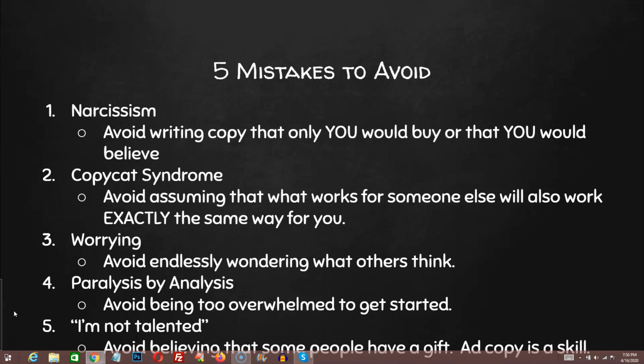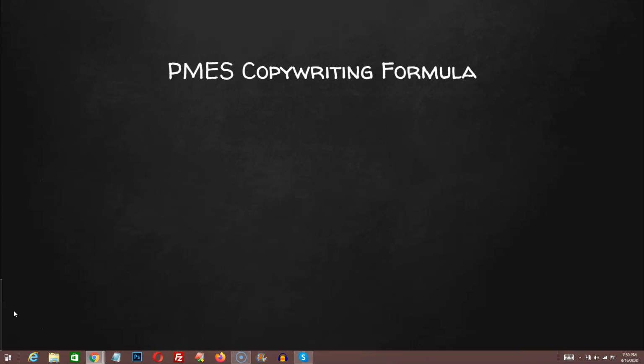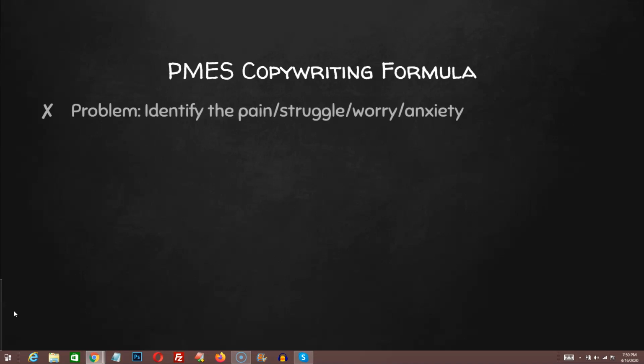So, moving on, we're going to talk about the PMES copywriting formula. Problem is the P in PMES. Identify the pain, struggle, worry, anxiety of your reader or your avatar or your perfect target customer. This whole copywriting formula works hand in hand with the 6 steps we covered in the beginning from Donald Miller. This is more about identifying the feelings in your sales copy, and it's emotional benefit focused.